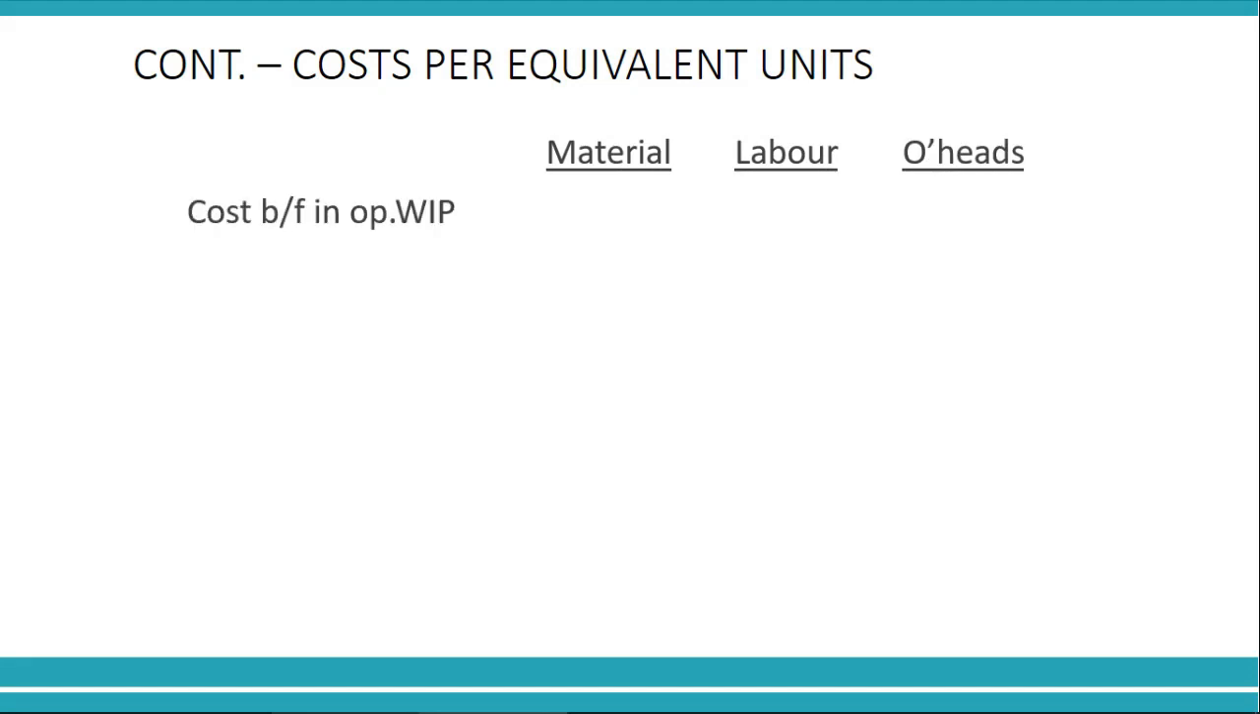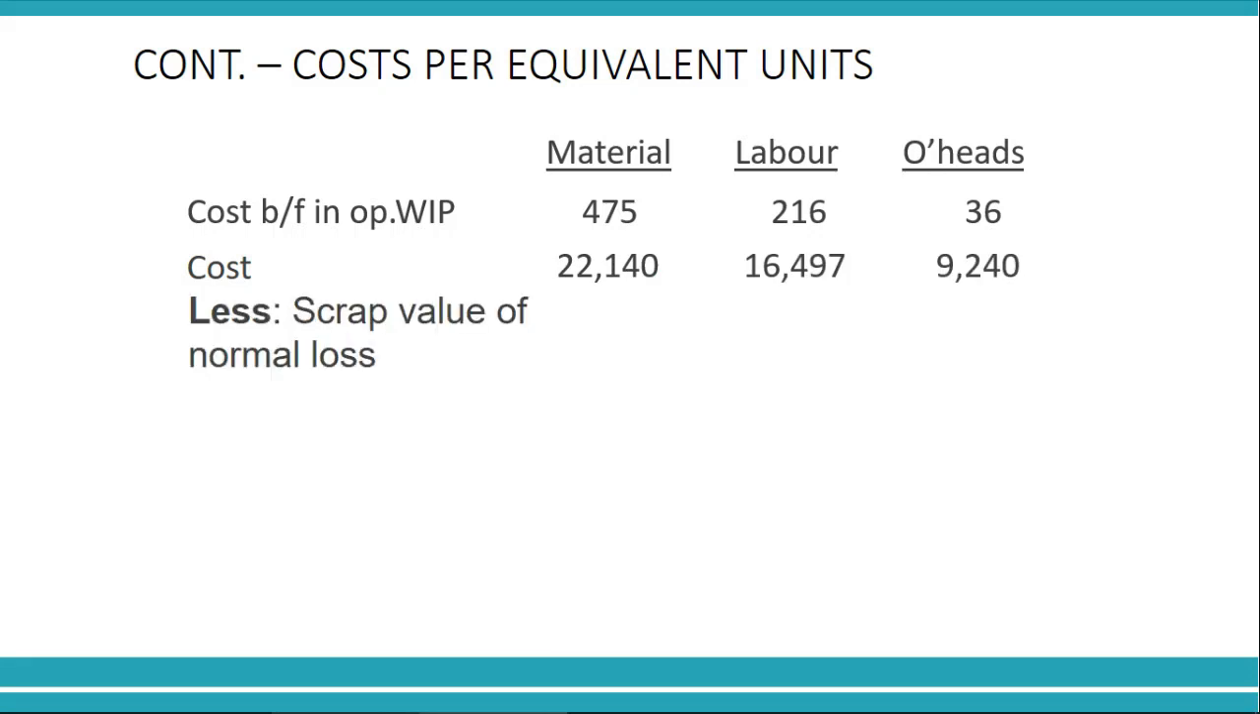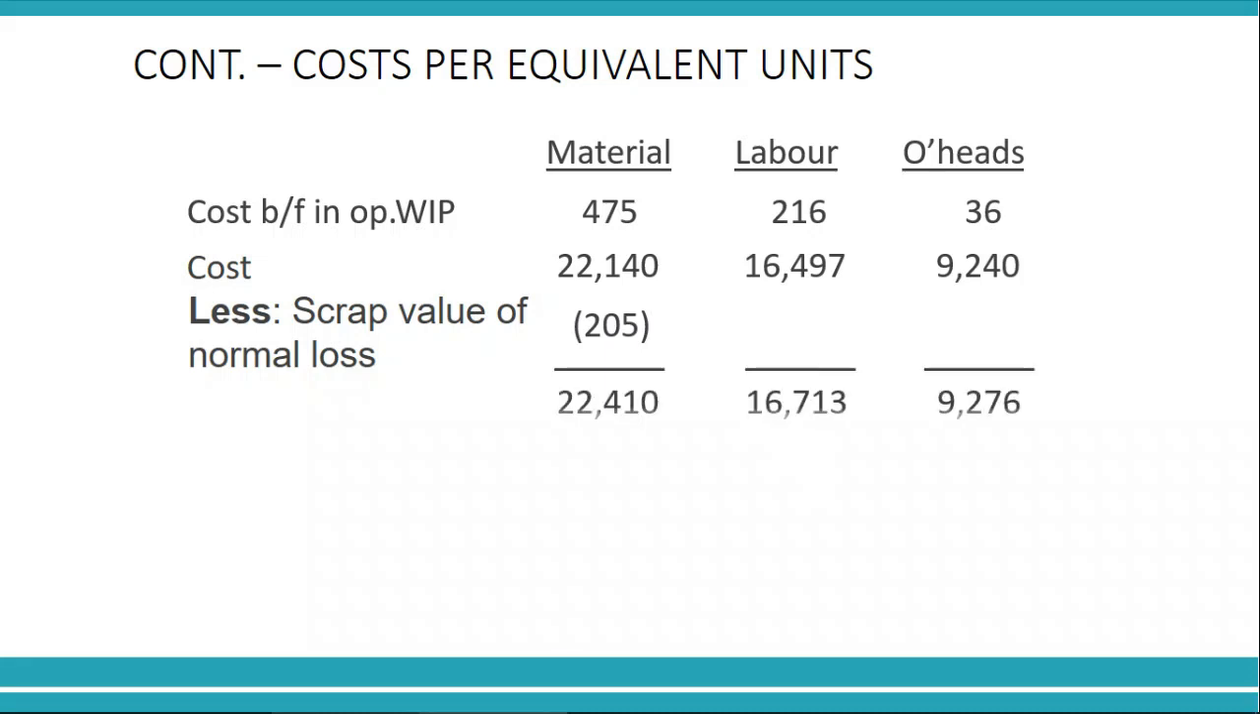Cost per equivalent unit, you have to find out what was the cost of 50 units, which was your opening work in process. You remember that was $727 for 50 units in opening inventory. So when you make a total of these three numbers, it will be $727. And then your input costs were material, labor and overhead. Here you should subtract the scrap value of normal loss, like before, because your normal loss was 205 units and each unit was $1, so you subtract 205 from material cost. So now this is your final material cost and your labor cost and your overhead.